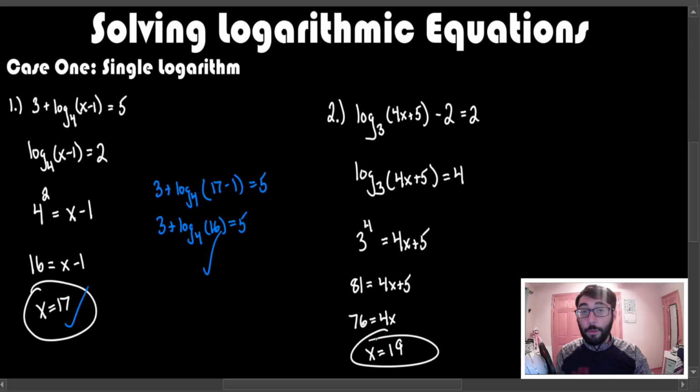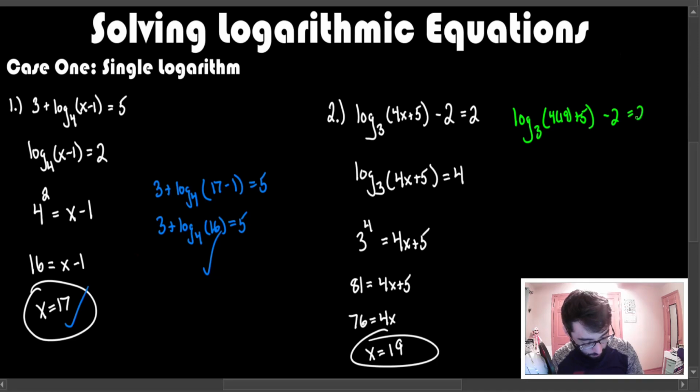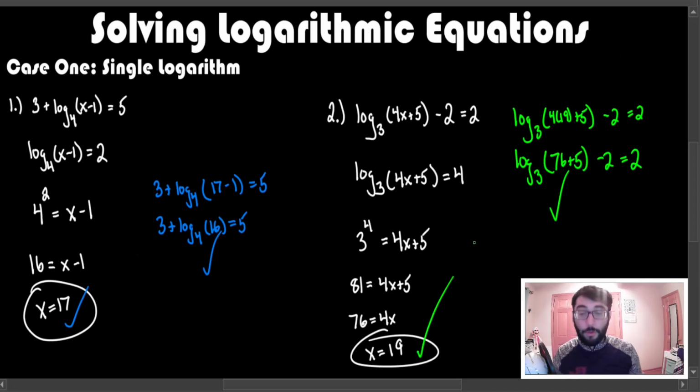And once again, you would want to double check just to make sure that 19 does not make the argument of the logarithm, or any logarithm in the equation, 0 or negative. So I'm going to plug that back in just to be safe. Log base 3 of 4 times 19 plus 5 minus 2 is equal to 2. Well, what this would end up becoming is log base 3 of, well, 4 times 19 is 76 plus 5. And actually, I'm going to stop right here. I know 76 plus 5 is going to be a positive number. It's going to be 81. So it actually checks out. So that would end up being our final answer.